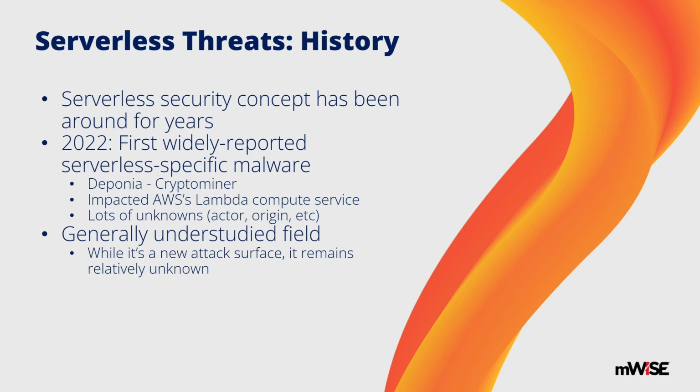The Denonia crypto miner was interesting because it essentially was a pretty classic XMRig crypto miner that was wrapped in a way to be able to take advantage of AWS's Lambda compute service. There's a lot of unknowns in this particular instance. We don't really know who was behind this, if this was just a general criminal actor. We also don't know why they didn't make more iterations on this after it was published on.